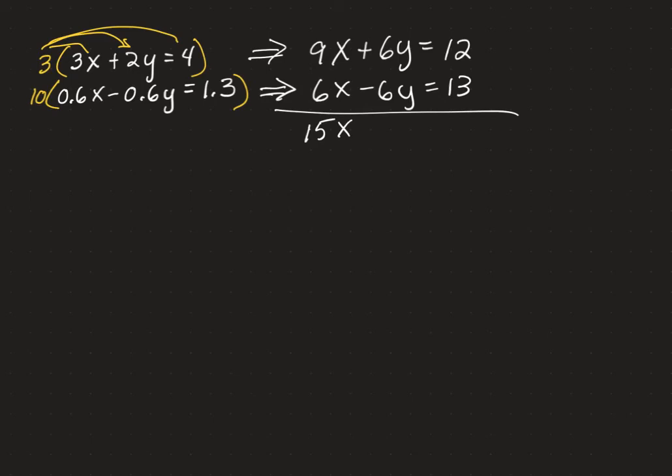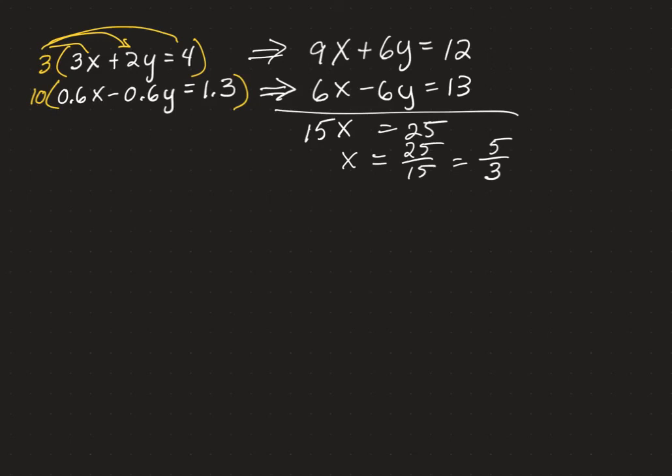15x equals 25. Okay, well, we're going to wind up with a fraction, but not that bad a fraction, because we can reduce that. If you divide 5 into the top, you get 5. 5 into the bottom, you get 3. I highly recommend you leave this as an improper fraction. I am fine with improper fractions, unless you're doing some application problem where you need to convert it back to decimal.